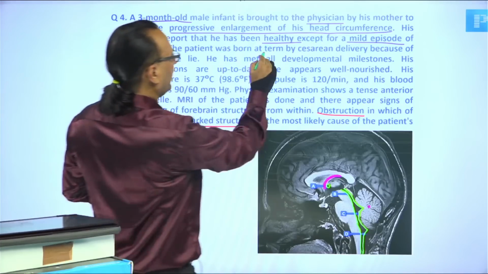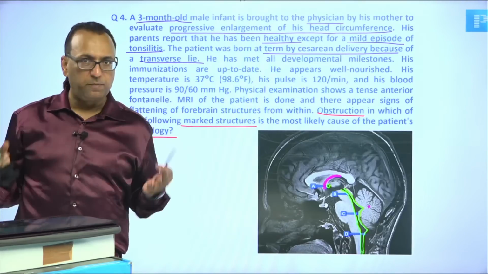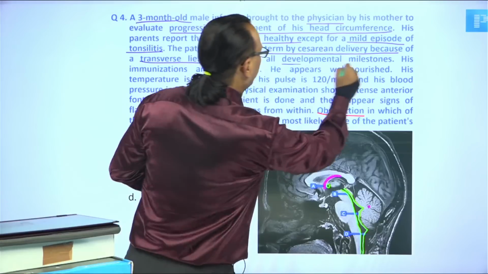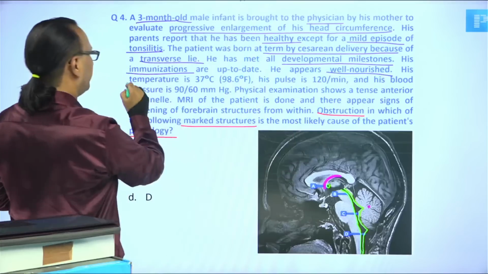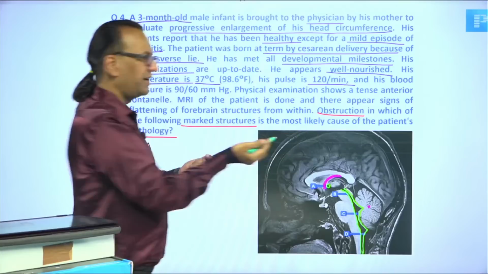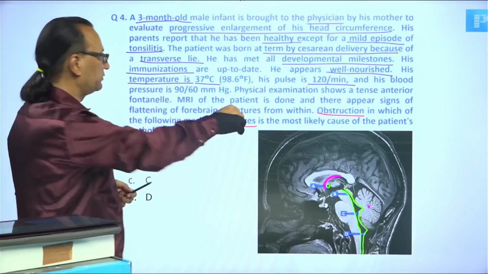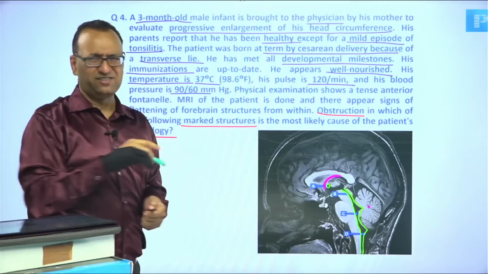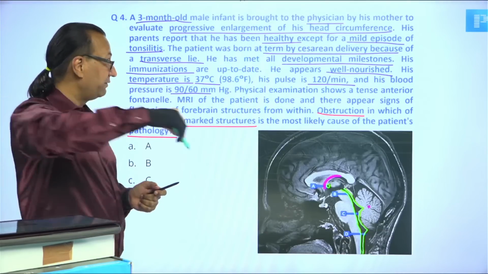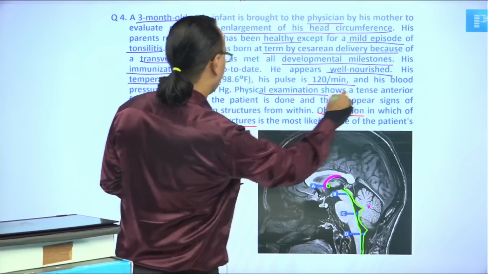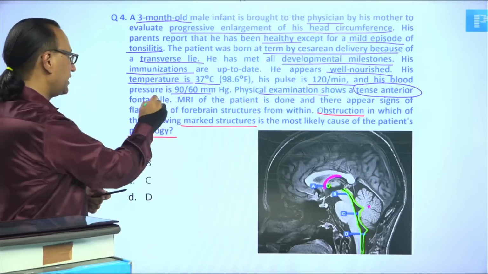Now, the patient was born at term by cesarean delivery because of a transverse lie. Maybe it is helpful, may not be helpful. And then all developmental milestones are fine, and immunization is fine, and appears well nourished, and then temperature is so and so, no problem. 120 per minute is okay. Even I have 120 per minute, so a baby will definitely have this much. And pressure 90/60 is fine, no issue as such, though it is at the lower range. And physical examination, see, this is what? Tense anterior fontanelle.